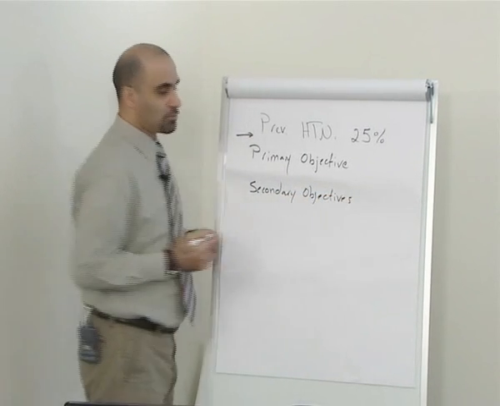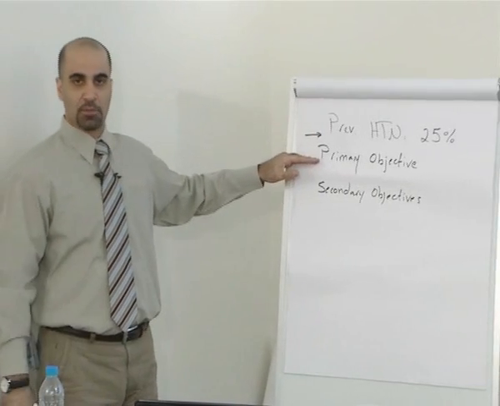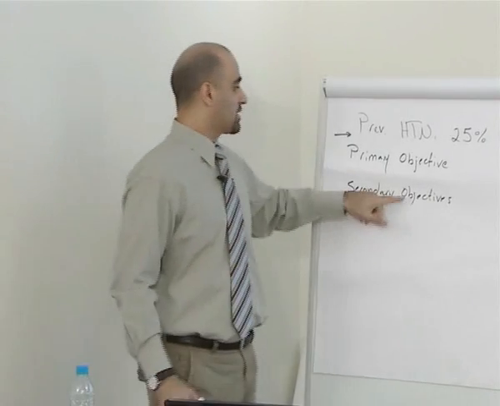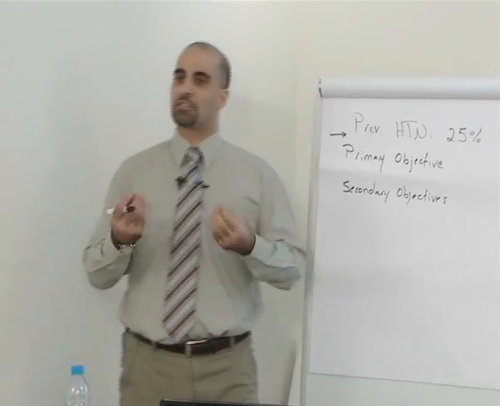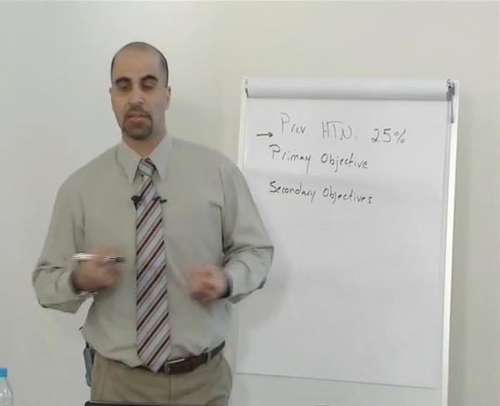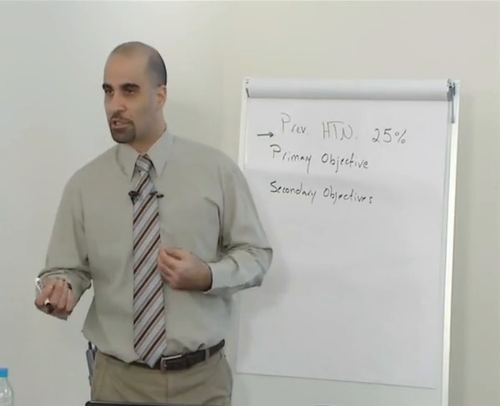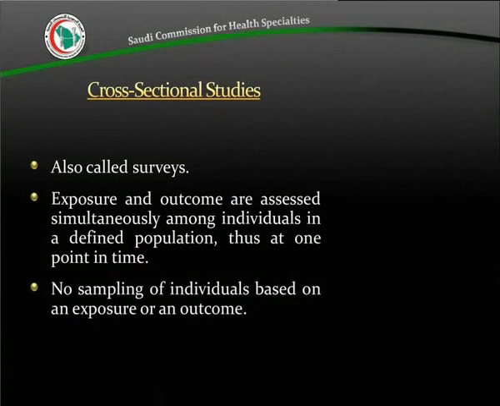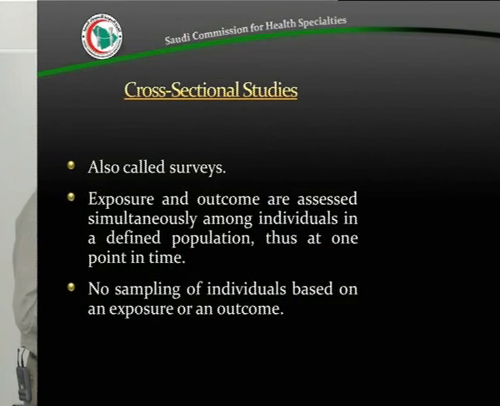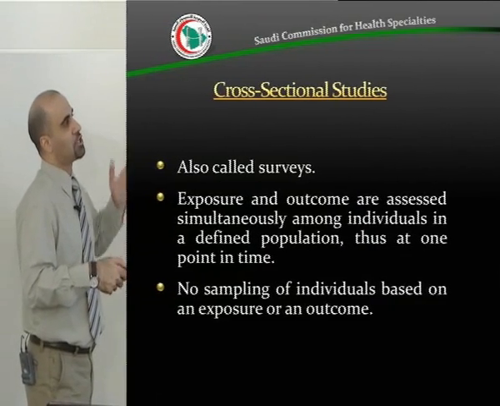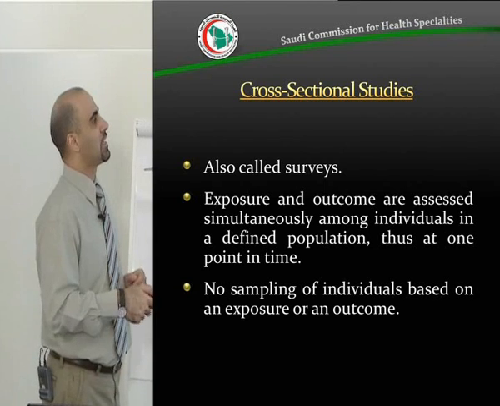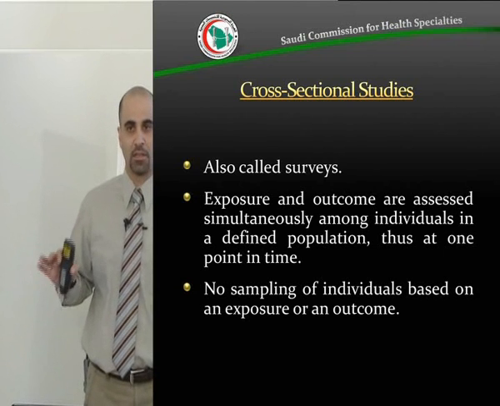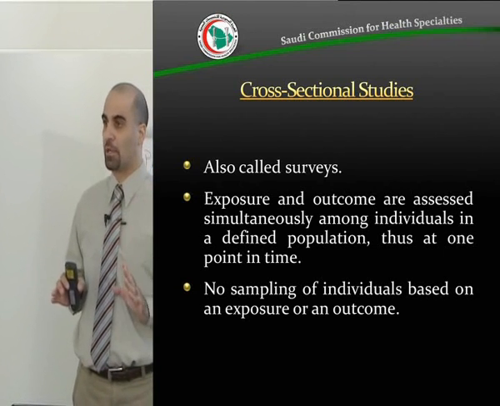So what I'm doing here, I'm answering the primary objective, but the secondary objectives are more analytical in nature. So in the secondary objectives, I'm interested to see the association now between gender and hypertension, education and hypertension, and so on and so forth. And this is why, even in a cross-sectional study, I'm talking about an exposure and outcome. So in a cross-sectional study, exposure and outcome, let's say education and hypertension, are assessed simultaneously among individuals in a defined population. In other words, all the information that I collect in a cross-sectional study is collected at one point in time.